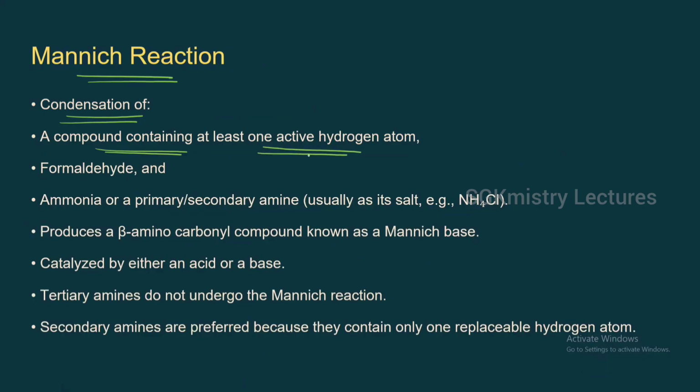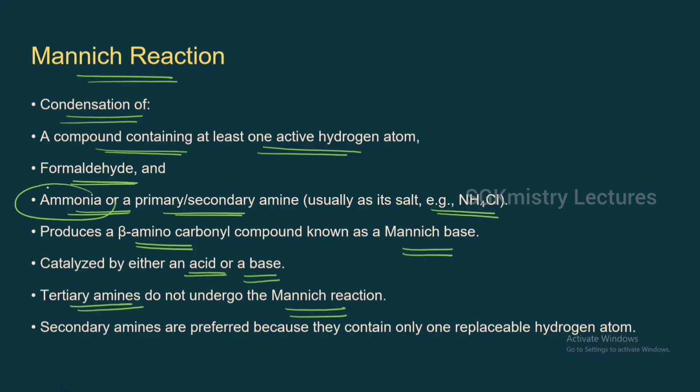one active hydrogen atom, formaldehyde, and ammonia or a primary or secondary amine, usually as its salt, that is ammonium chloride. So the compound formed in this reaction is called the Mannich base. It is nothing but a beta amino carbonyl compound. This reaction is mainly catalyzed by either an acid or a base. Tertiary amines do not undergo the Mannich reaction, so we are mainly concentrating on ammonia or a primary or a secondary amine.